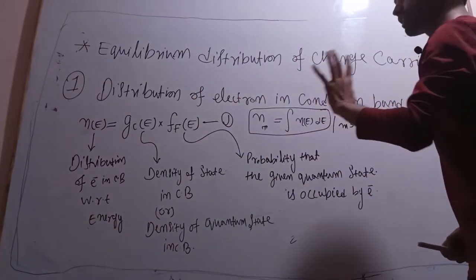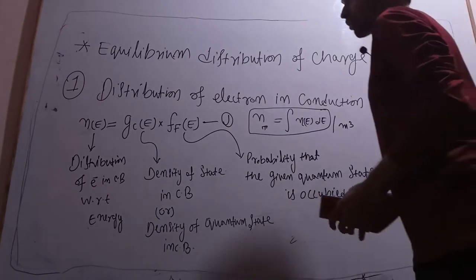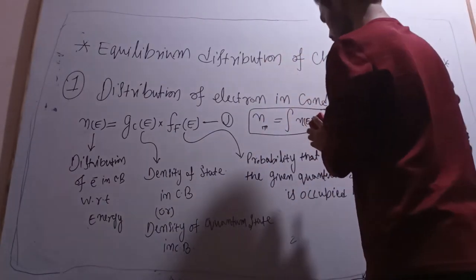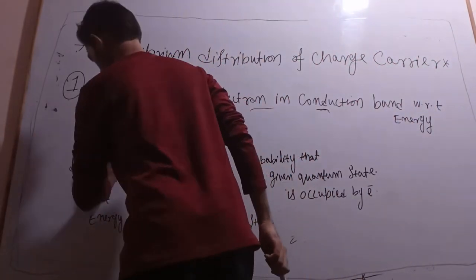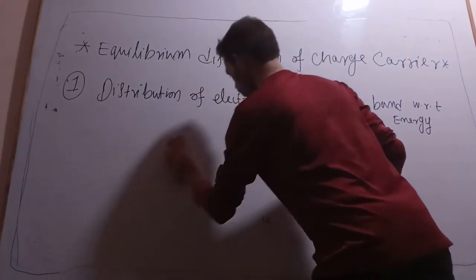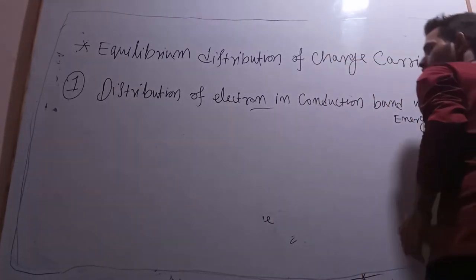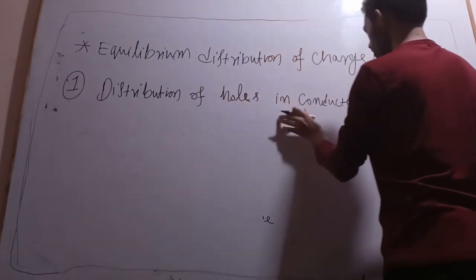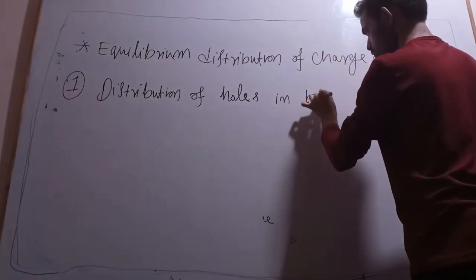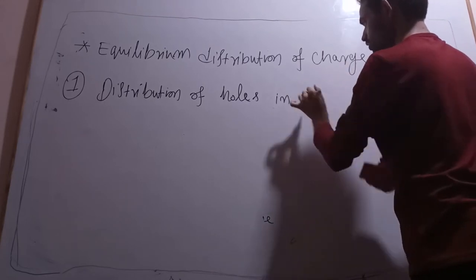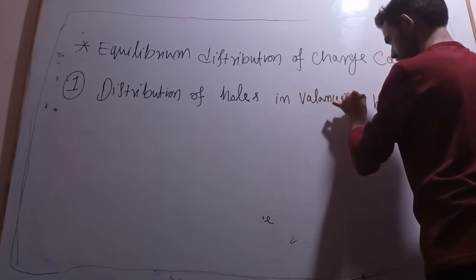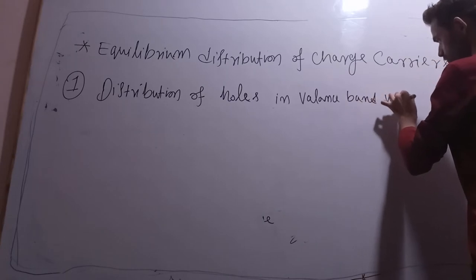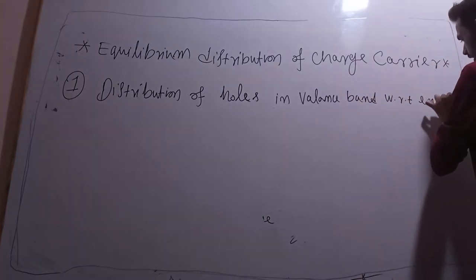So this is for the distribution of electron, the equilibrium distribution of electron in the conduction band. Now let us see the distribution of hole. Similarly, we will see the distribution of hole in the valence band, with respect to energy. Whatever we are calculating is all with respect to energy.